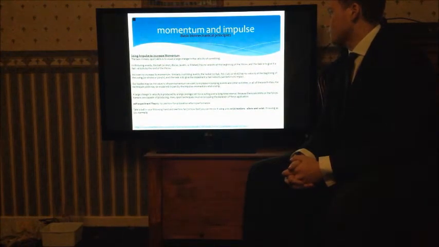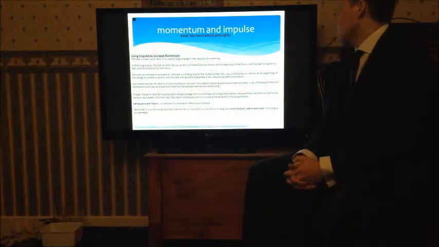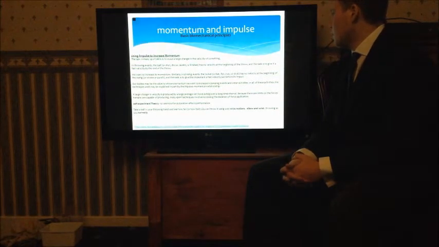Similarly in striking events, the racket or bat, fist, club or stick has no velocity at the beginning of the swing or stroke or punch, and the task is to give the implement a fast velocity just before its impact. Our bodies may be the objects whose momentum we want to increase in jumping events and other activities. In all of these three activities, the techniques used may be explained in part by the impulse-momentum relationship.